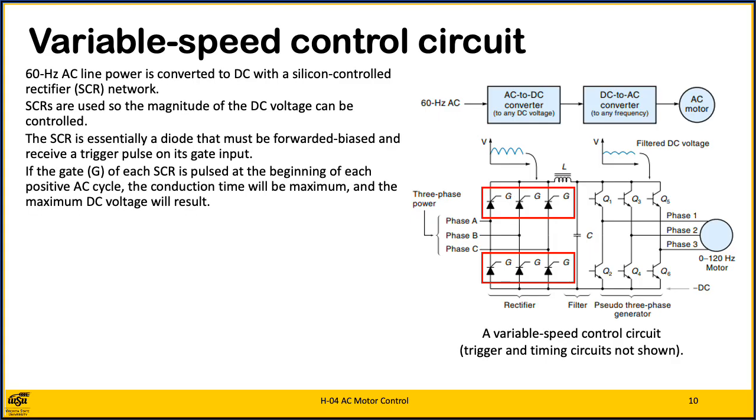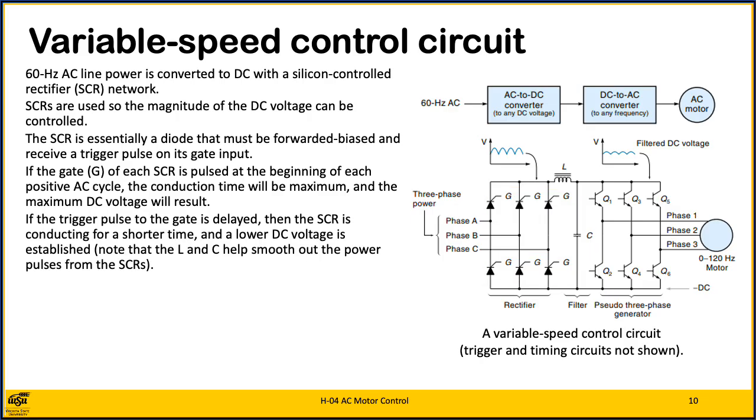Referring to the circuit, if the gate G of each SCR is pulsed at the beginning of each positive AC cycle, the conduction time will be maximum and the maximum DC voltage will result. If the trigger pulse to the gate is delayed, then the SCR is conducting for a shorter time and a lower DC voltage is established. Note that L and C help smooth out power pulses from the SCRs.